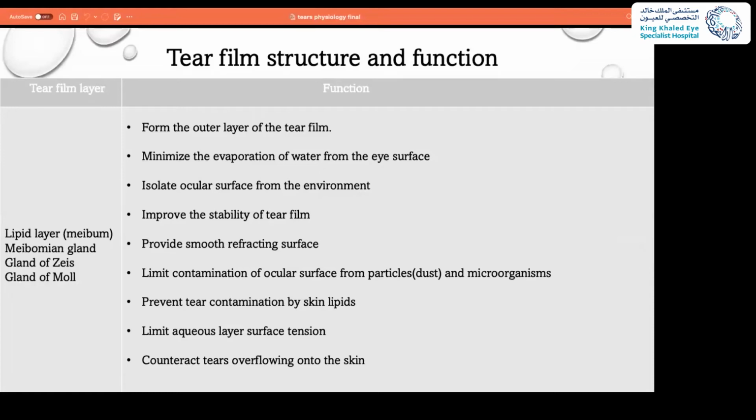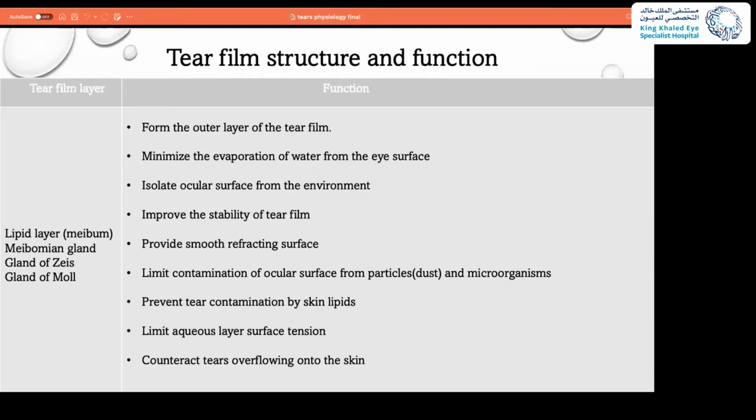This table will make understanding the tear film structure and function easier. Tear film layer, lipid layer, which is mainly from the meibomian gland. It forms the outer layer of the tear film. It also minimizes the evaporation of water from the eye. It isolates the ocular surface from the environment, improves the stability of the tear film, and provides a smooth refractive surface.